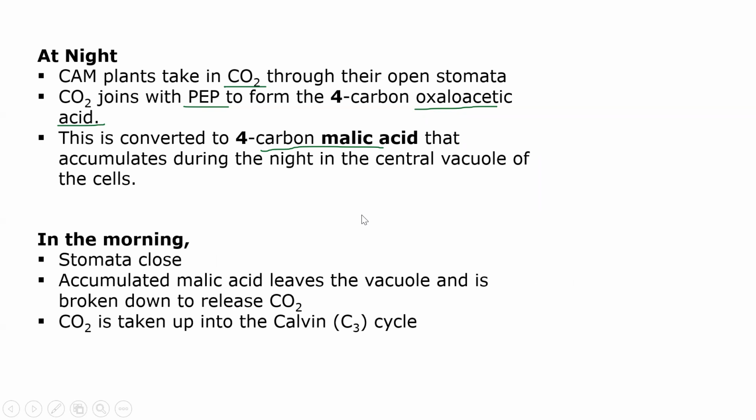During the daytime, what happens? The stomata are closed. So whatever malic acid was accumulated during the night leaves the vacuole and gets decarboxylated, releasing the CO2. Now the CO2 is taken up by the Calvin cycle. Exactly the same as what we see in the case of C4 plants. Okay. So pyruvate is also formed. Pyruvate eventually helps in the regeneration of the CO2 acceptor in the form of PEP, right? So this is how CAM plants operate. Please note it.